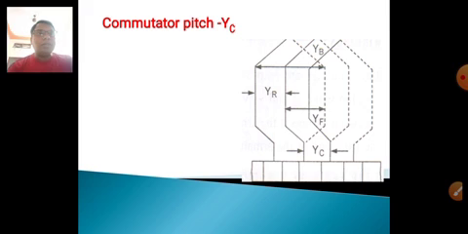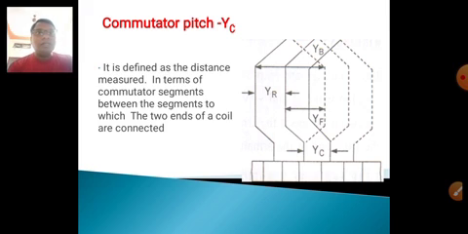Next, commutator pitch. The difference between one segment and another segment is known as the commutator pitch. It is defined as the distance measured in terms of commutator segments between the segments to which the two ends of the coil are connected.